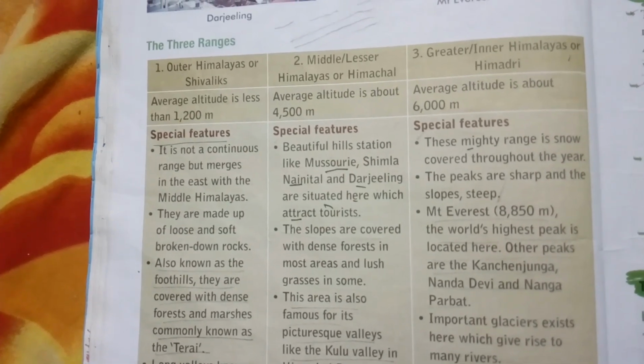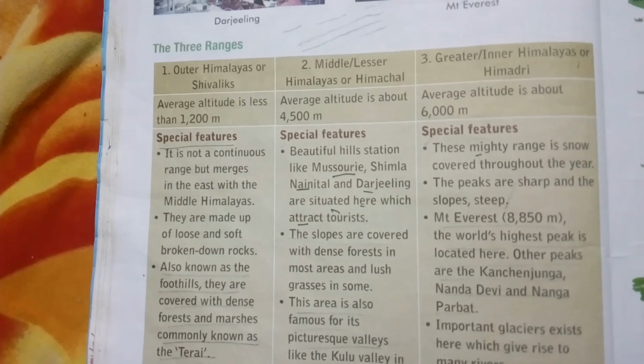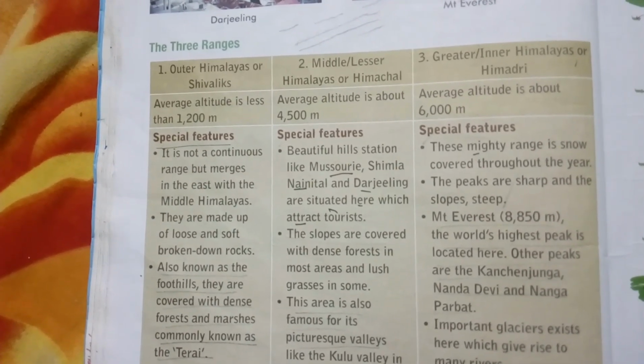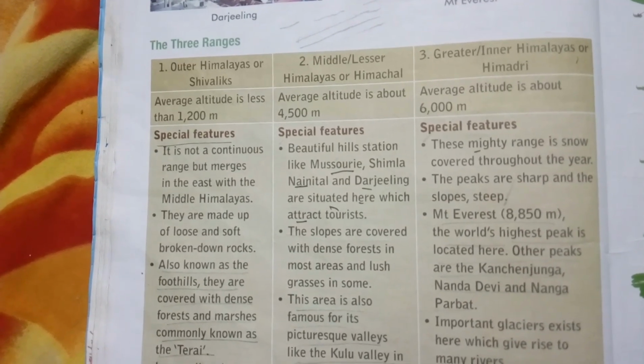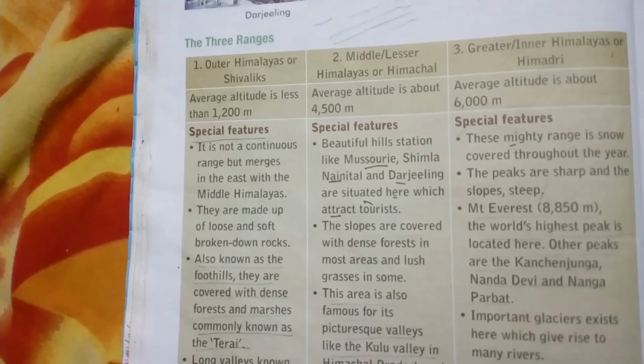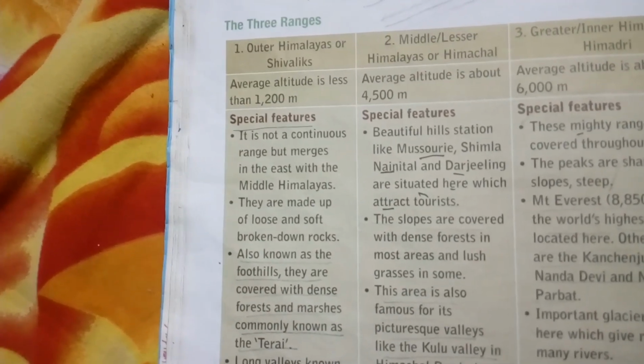First is the outer Himalayas or Shivaliks. Second, middle or lesser Himalayas or Himachal. Third, the greater or inner Himalayas or Himadri. Now I am reading the first one, outer Himalayas or Shivaliks.